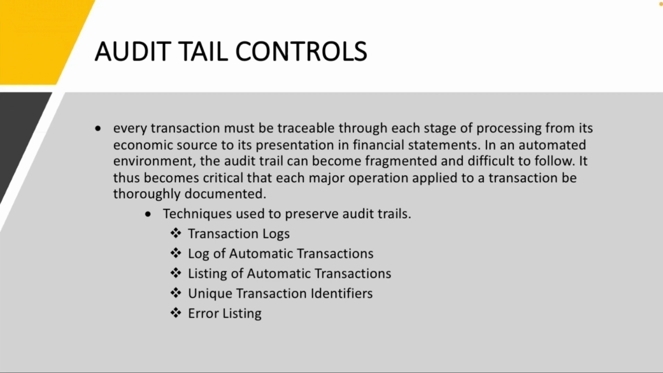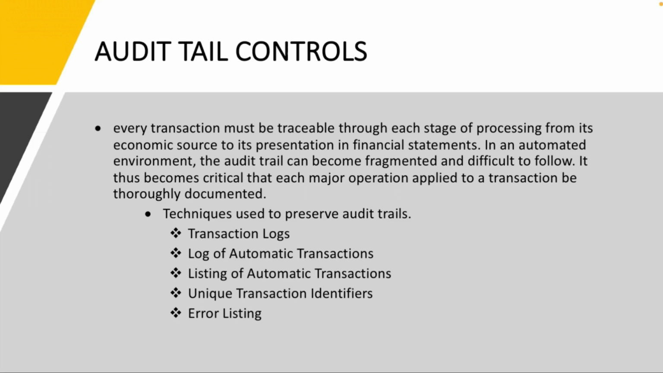Next are the audit trail controls. Every transaction must be traceable through each stage of processing, from its economic source to its representation in financial statements. In an automated environment, the audit trail can become fragmented and difficult to follow. It thus becomes critical that each major operation applied to a transaction be thoroughly documented. The techniques used to preserve audit trails are transaction logs, log of automatic transactions, listing of automatic transactions, unique transaction identifiers, and error listing.